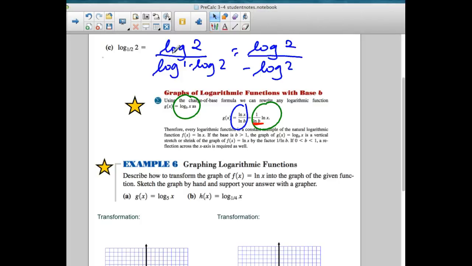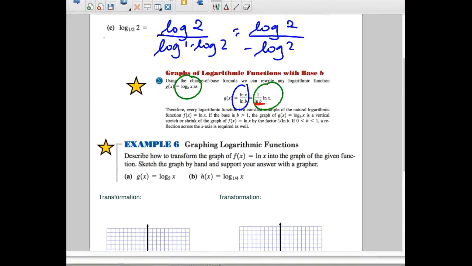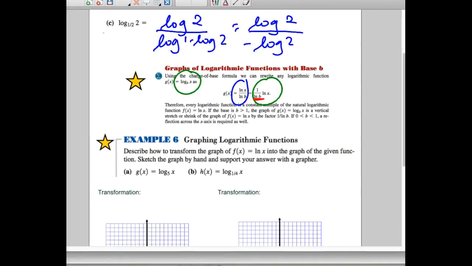If the base was something between 0 and 1, like we had in this example, right, where it was like a 1/2 or 1/3, it ends up being a negative in front. And what does a negative in front do to my graph? Reflects it over x. All right, so we might have an x-axis reflection as well.